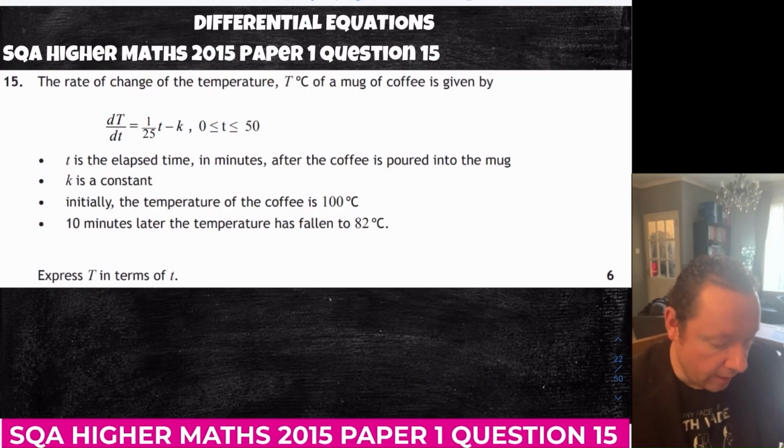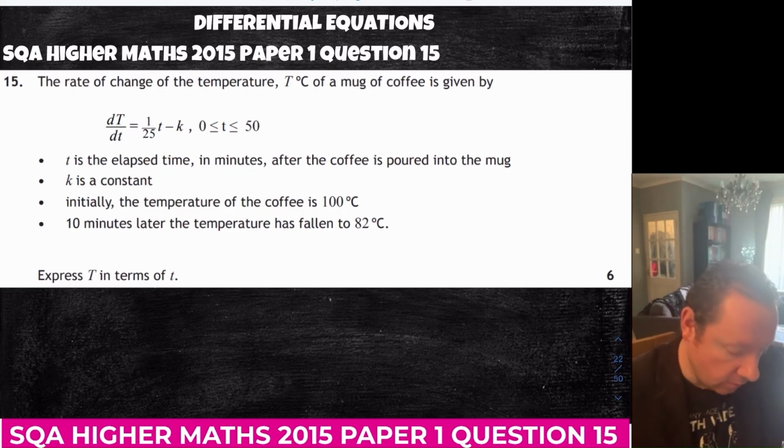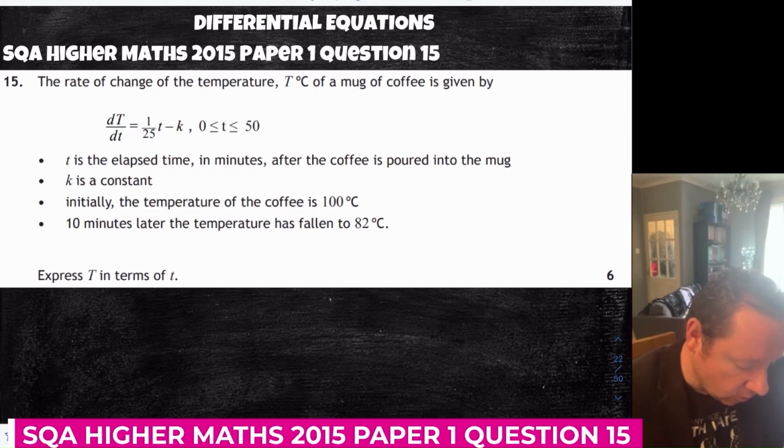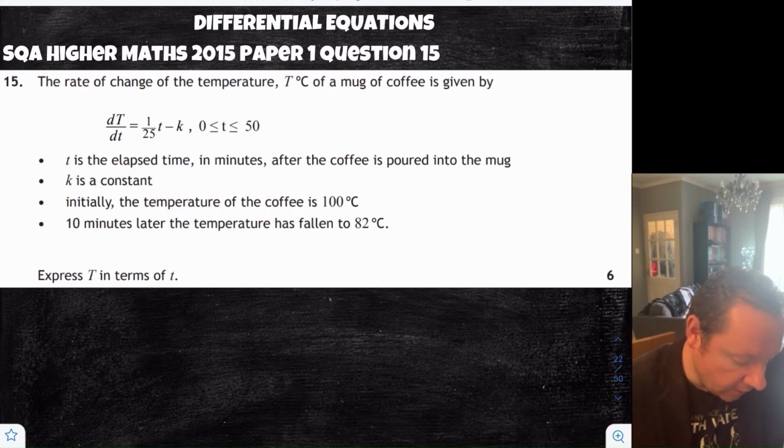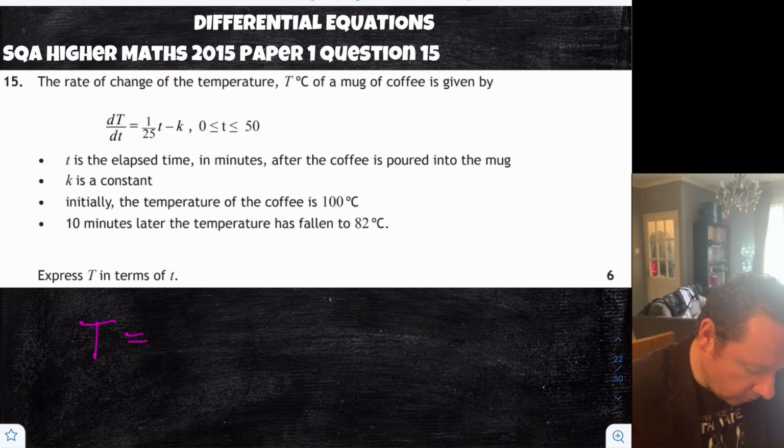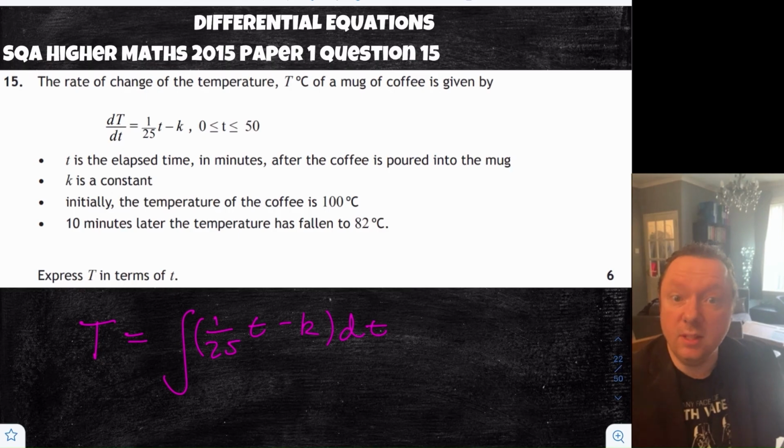Differential equations, SQA Higher Maths 2015, paper 1, question 15. The rate of change of temperature of a mug of coffee is given by this differential equation. It tells you some information. Express T in terms of t. What you need to realise is if you integrate dT by dt, you just get T back. So we can just immediately say that T equals the integral of the right hand side, 1 over 25 t minus k. And that will be with respect to t, because it's dt instead of dx as normal.